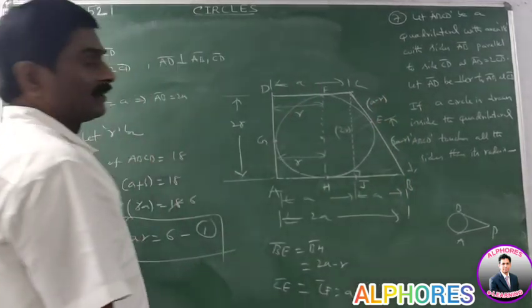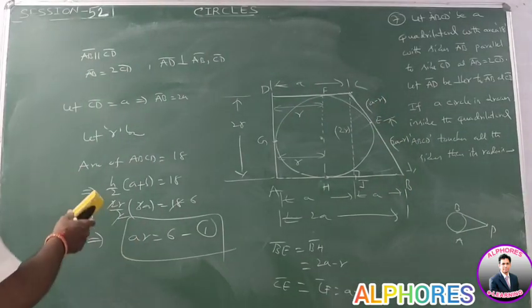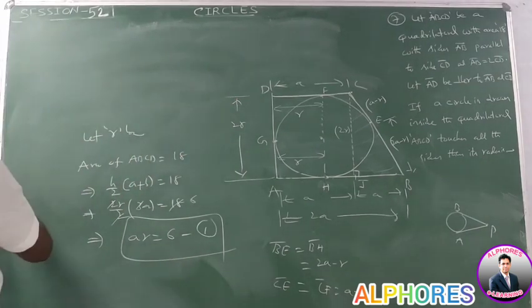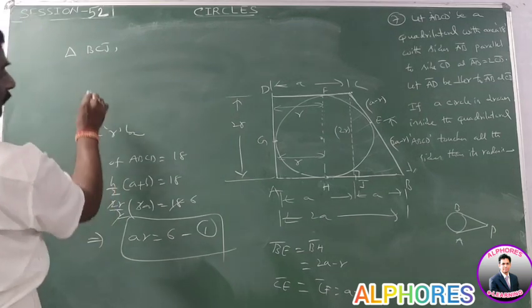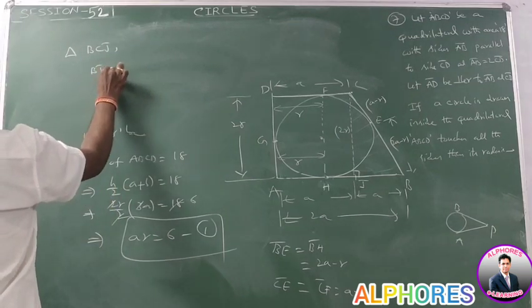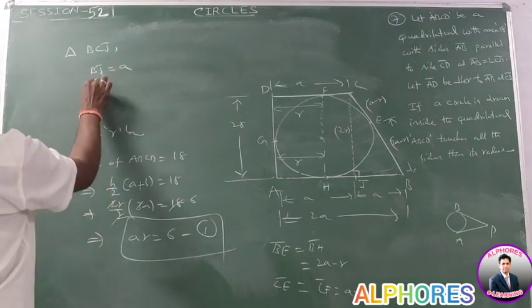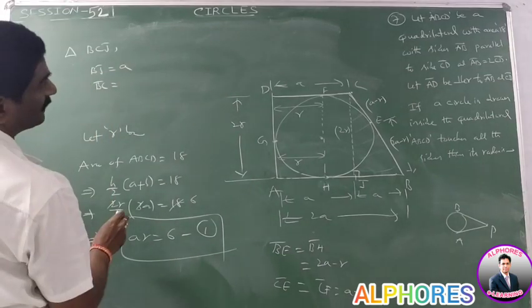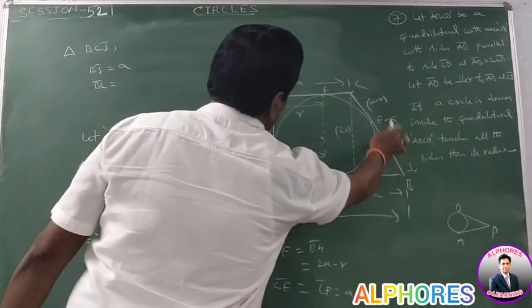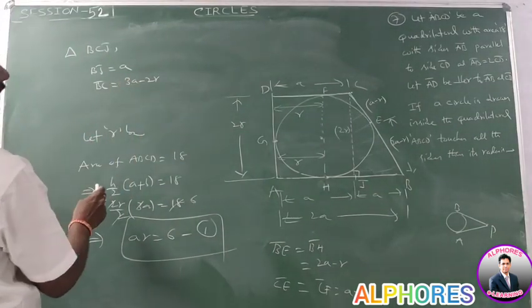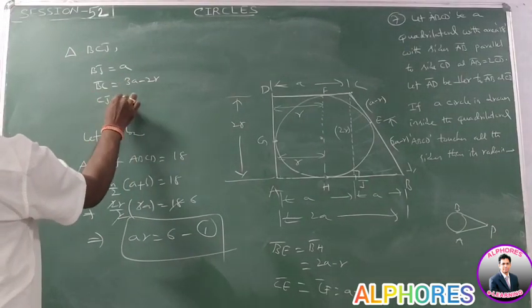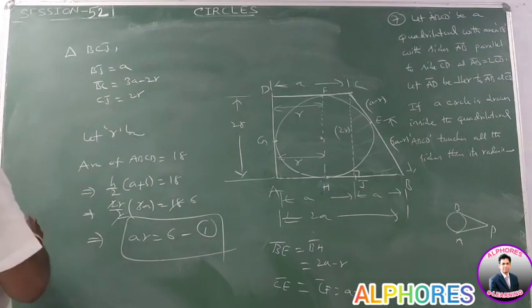Okay. A minus R. In triangle BCJ, what is the value of BJ? BJ is equal to A units. What is the value of BC? It is the hypotenuse. That value is equal to 2A minus R plus A minus R, that means 3A minus 2R. Okay. What is the value of CJ? CJ is equal to 2R.